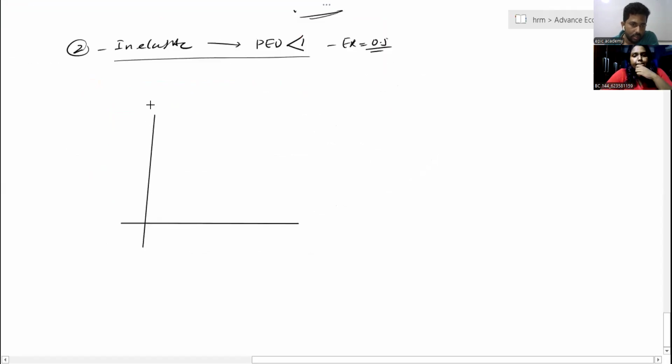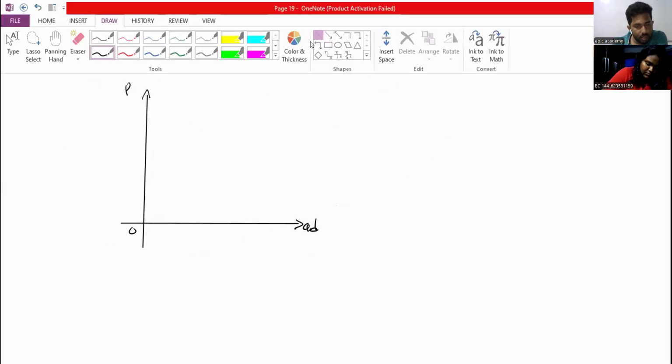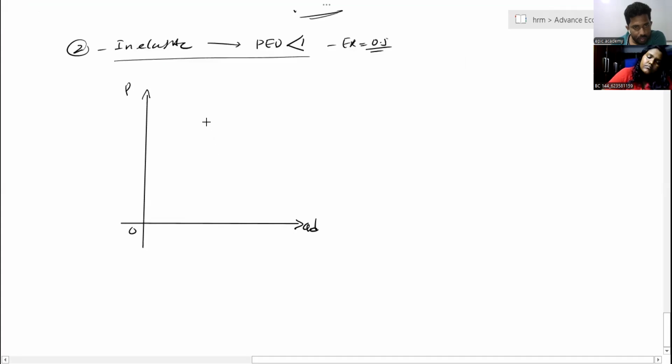And this is the vertical axis. It represents the prices. This represents the quantity of demand. This is 0. And the demand curve takes something like that. This is the demand curve.